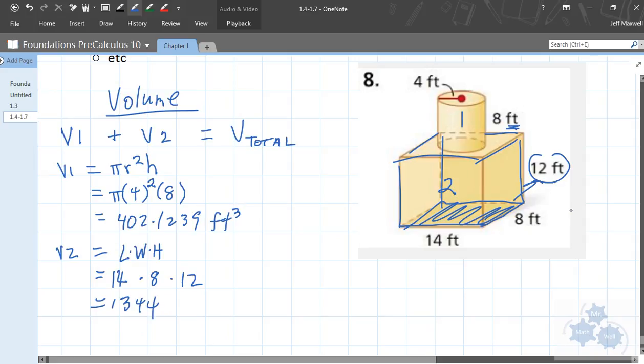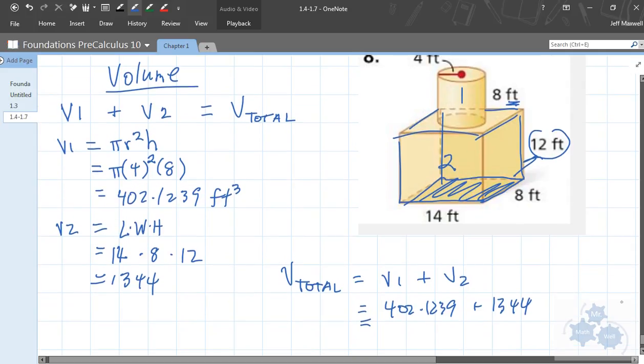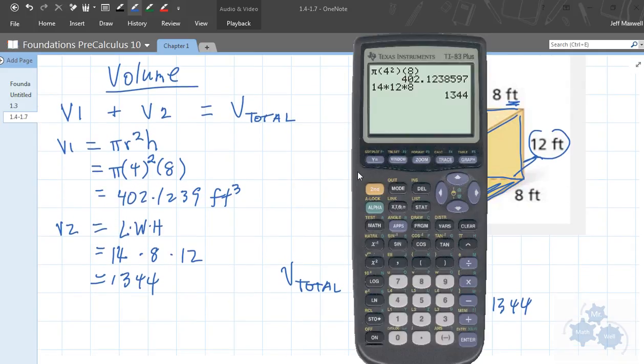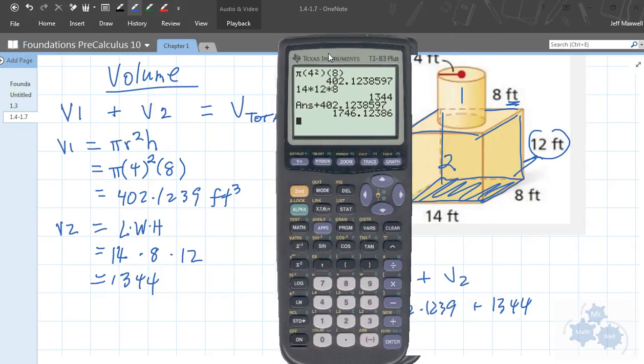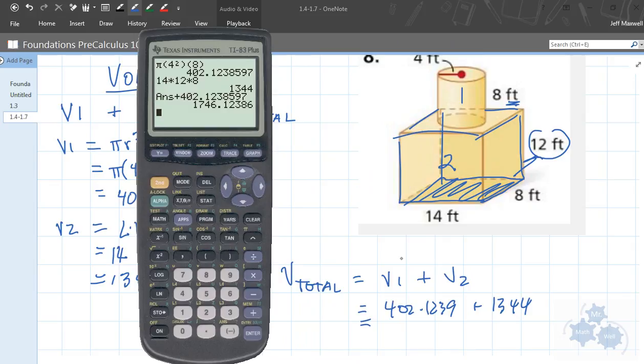Now you can add the two volumes together to get your volume total. So the volume total is V1 plus V2, which is 402.1239 plus 1344. Okay, so here's your answer there on the calculator, and that's going to be your volume total.